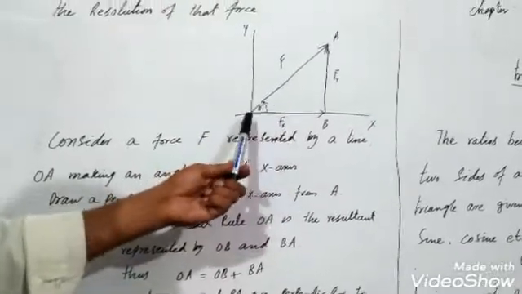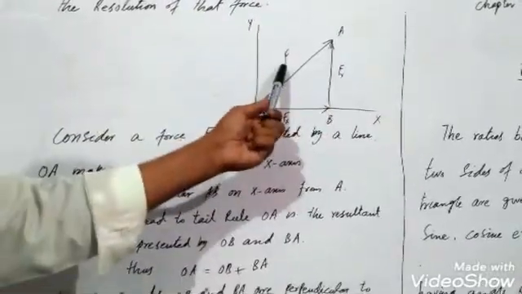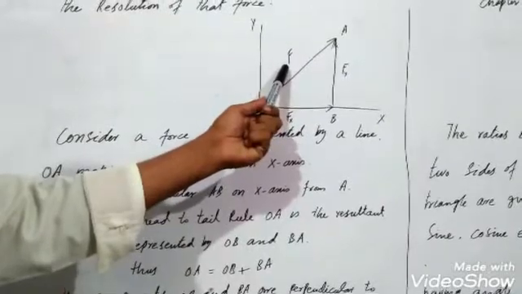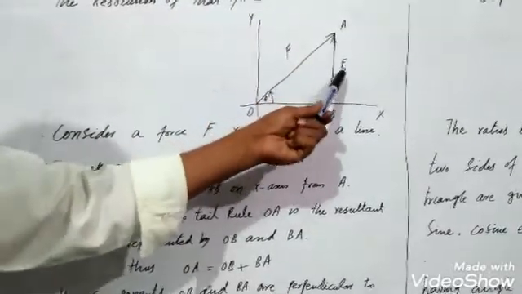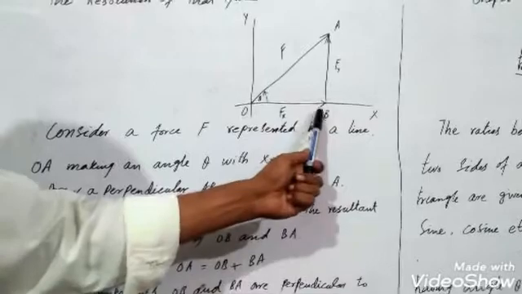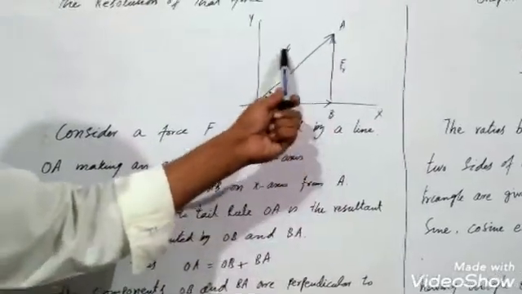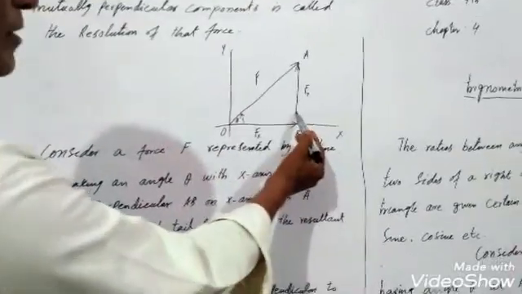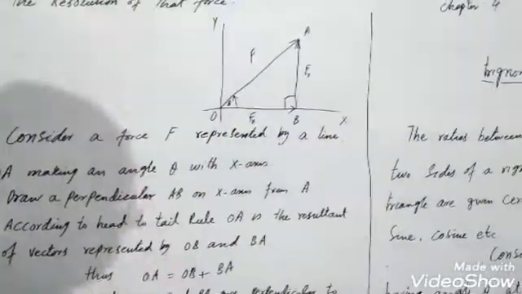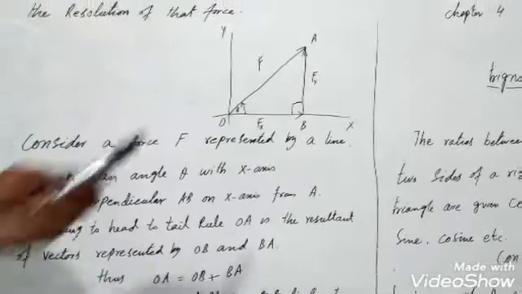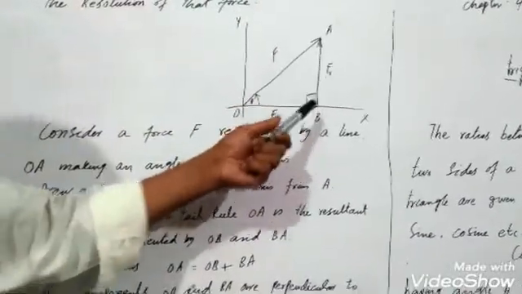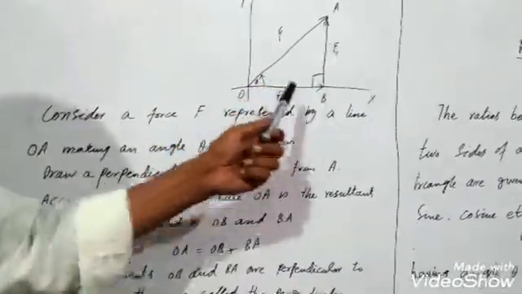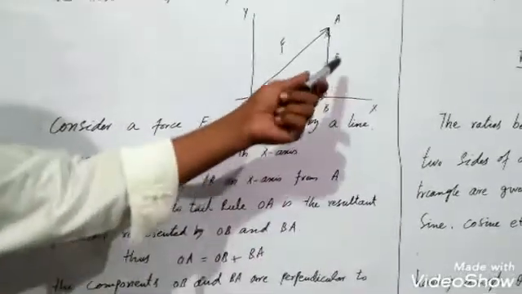So in this way, OA represents a resultant vector, and OB and BA are its components, as these two components making an angle of 90 degrees are perpendicular to each other. Therefore, these two components are known as Cartesian components.